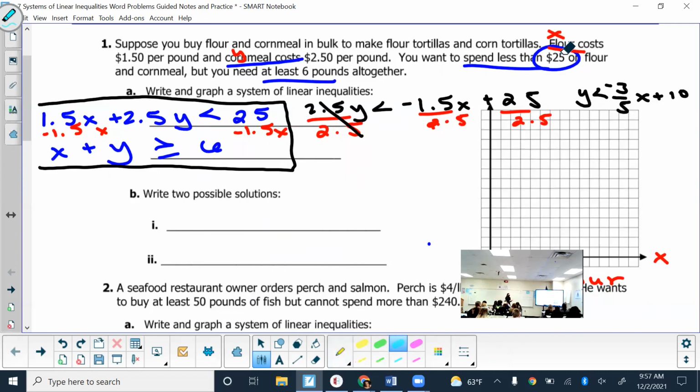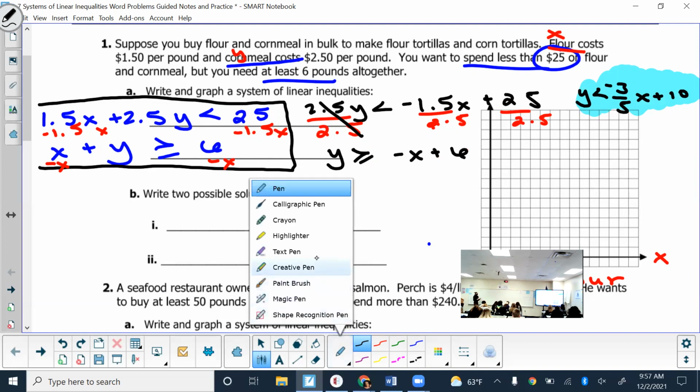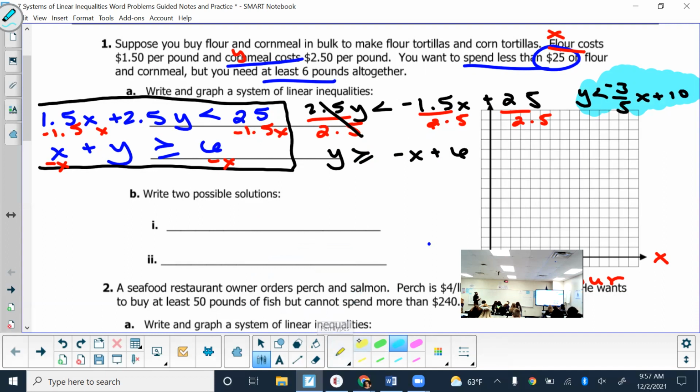I'm going to kind of highlight that so I remember to graph it. And we just need to put the other one in slope-intercept form. That one's a little easier to do. How do I get the y by itself? Subtract x on each side. And in slope-intercept form, it is greater than or equal to, okay. And then I'm going to highlight that so that we remember to graph that.